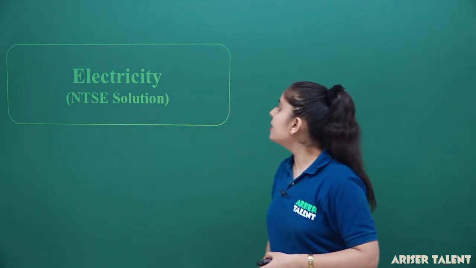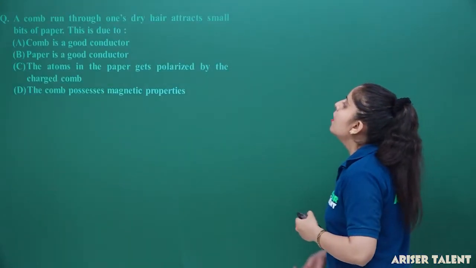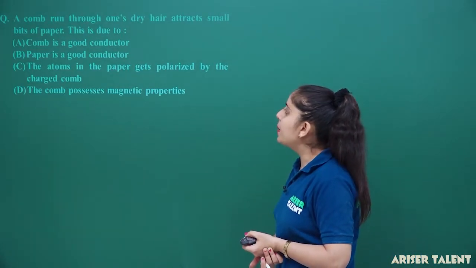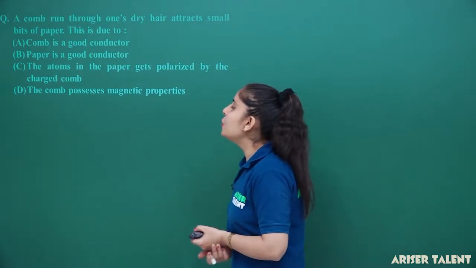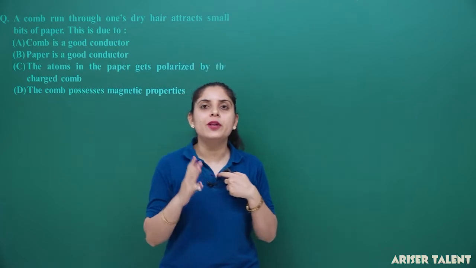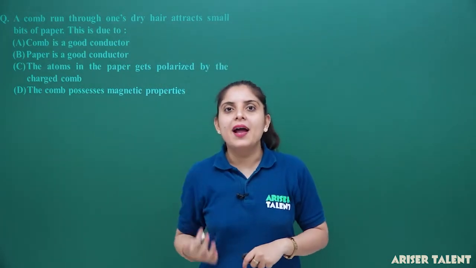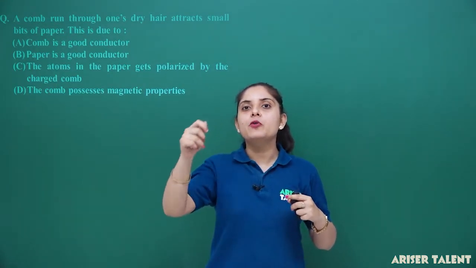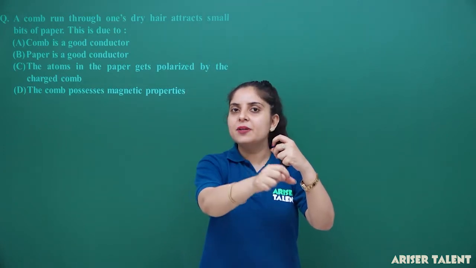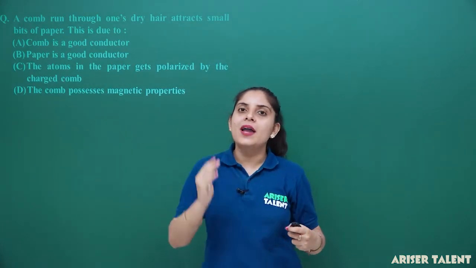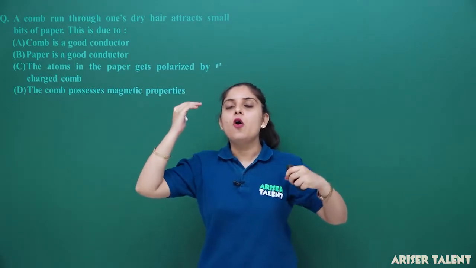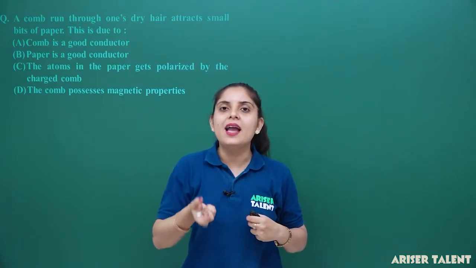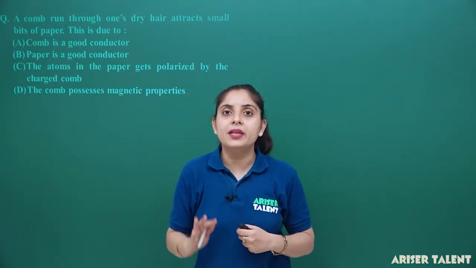So the first question in this sequence we have: a comb can run through one's dry hair, attract the small bits of the paper. This is due to. Now this is a very interesting question and you have analyzed it in your day-to-day life. When you rub the comb in your dry hair, as you did in your childhood, you can see that the bits of paper get attached to the comb. Why does this happen? Because the hair with oil has some electrical charges, and due to this the paper gets some polarity and attracts the bits of paper, which are completely neutral.